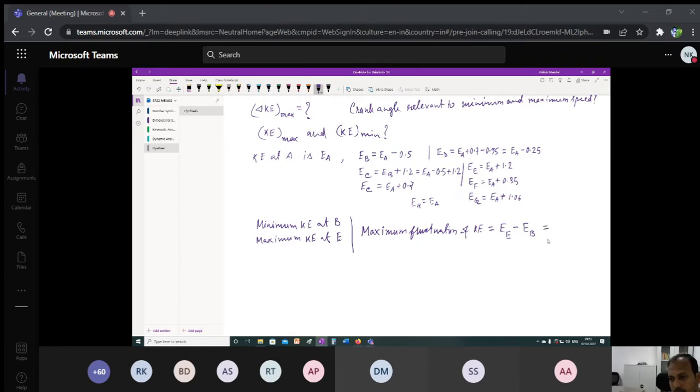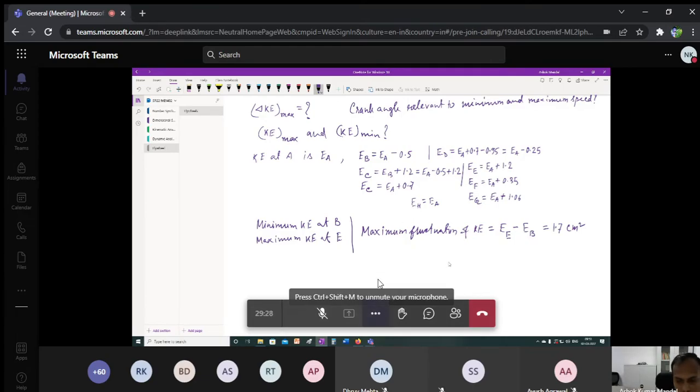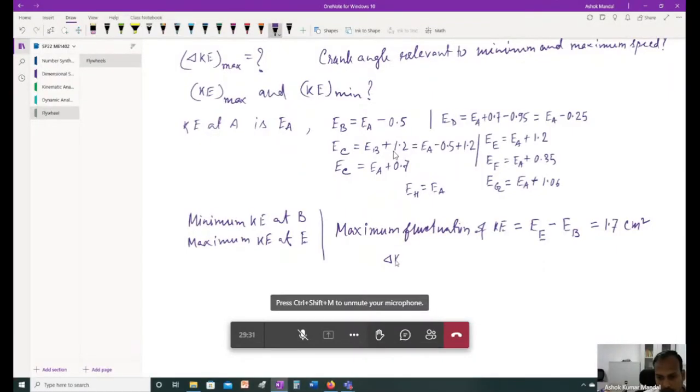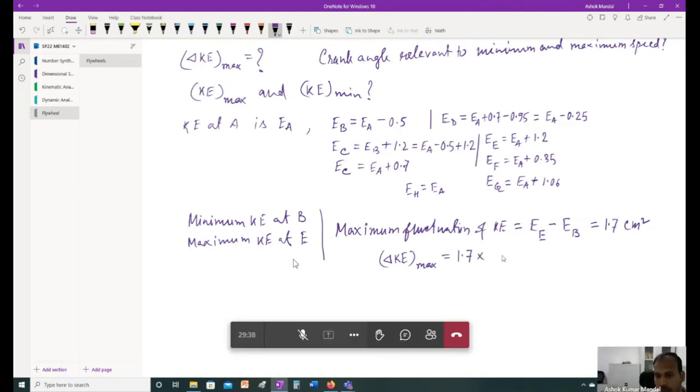What is this? 1.7. This is 1.7, and as we said, this is in centimeter square. So we can write the maximum kinetic energy fluctuation as 1.7 multiplied by 700 into pi by 6 joule, right? What is this value? Roughly, this is 6240. Please check it.